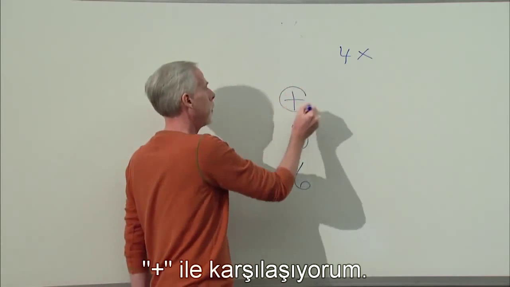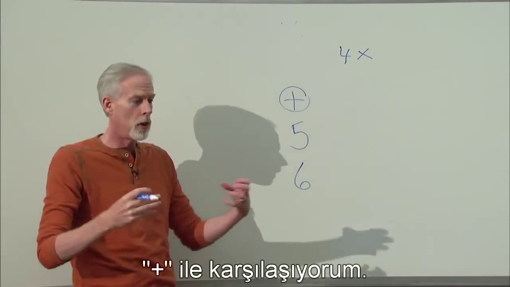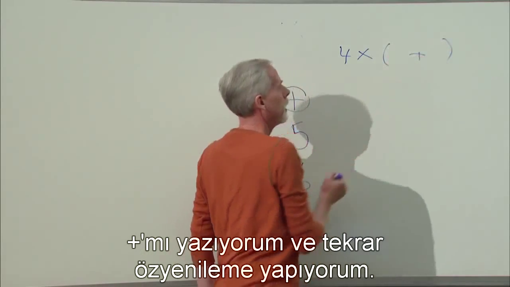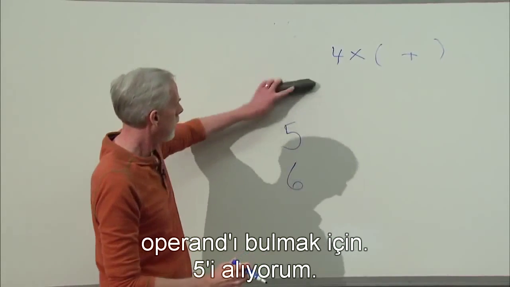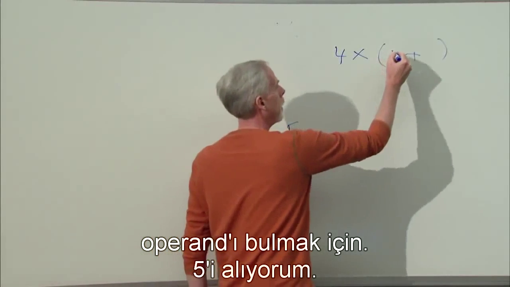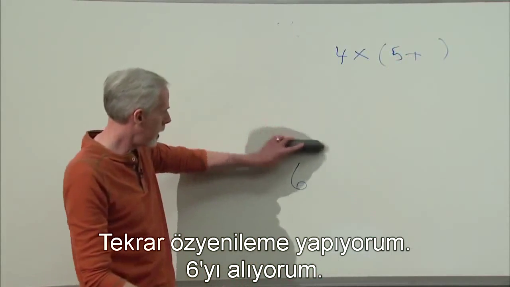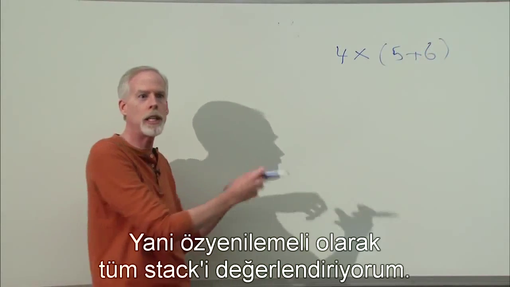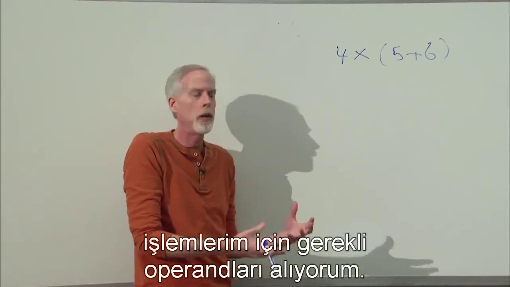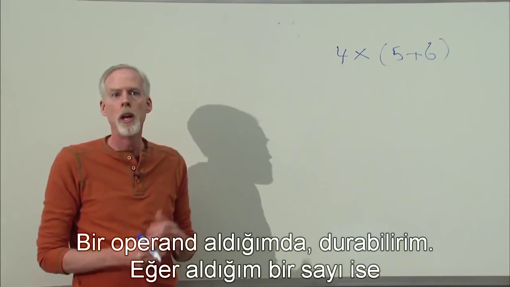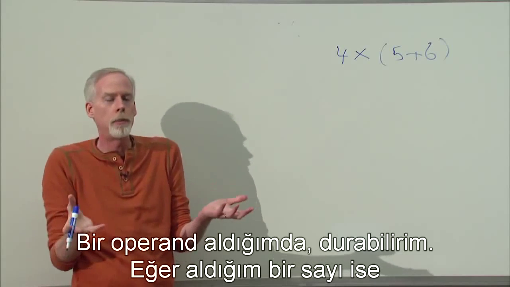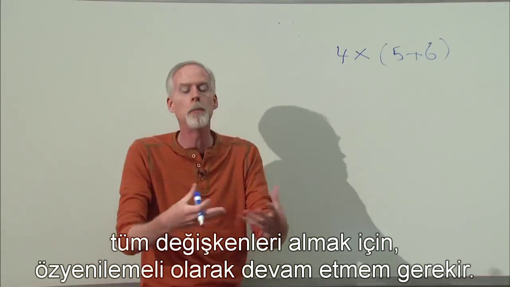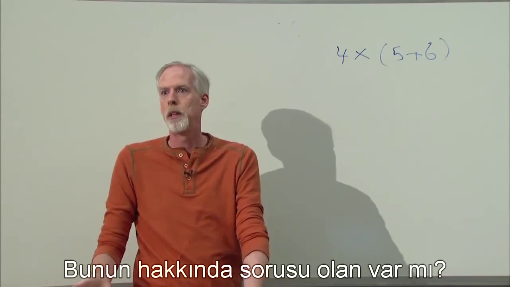When I do that, I get plus. So plus says, oh, I have to evaluate plus. It needs operands. I'm getting a plus, and I have to go recursive again to get its operands. I get the 5. That's good. I go recursive again, get the 6 over here, and I've evaluated the whole stack. So you see how I have to keep going back recursively to evaluate to get the operands for my operations. Once I get to an operand, as a number, I can stop, I got it, and I'm out of there. But every time I encounter another operation, I have to keep going recursively to get all my arguments. Any questions about that?